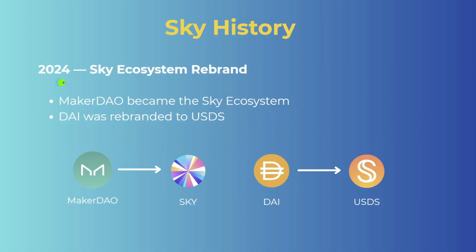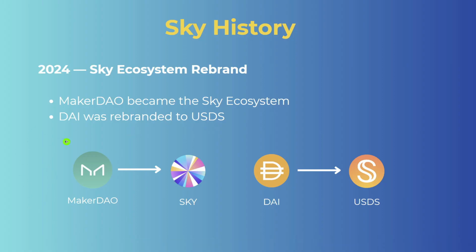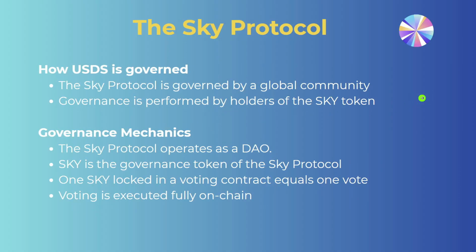In 2024, there was the Sky ecosystem rebrand. So MakerDAO became the Sky ecosystem, and DAI was rebranded to USDS. That's why most of the time we hear about MakerDAO and DAI, but nowadays they have been replaced by Sky and USDS respectively. So the Sky protocol has been created.